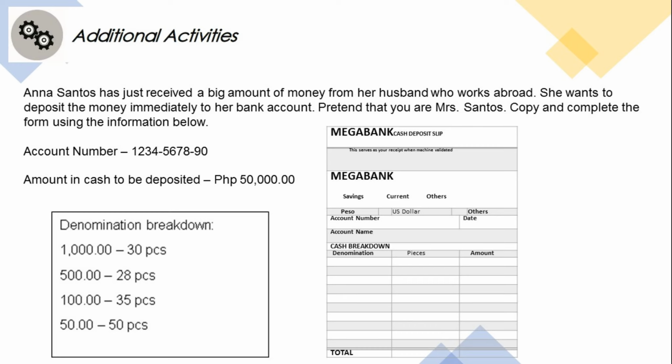Anna Cruz has just received a big amount of money from her husband who works abroad. She wants to deposit the money immediately to her bank account. Pretend that you are Mrs. Cruz. Copy and complete the form using the information below. Account number 1, 2, 3, 4, 5, 6, 7, 8, 9, 0. Amount in cash to be deposited, 50,000 pesos.